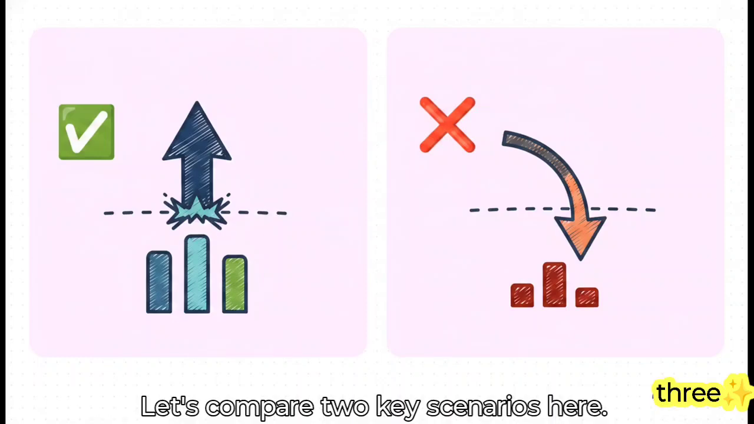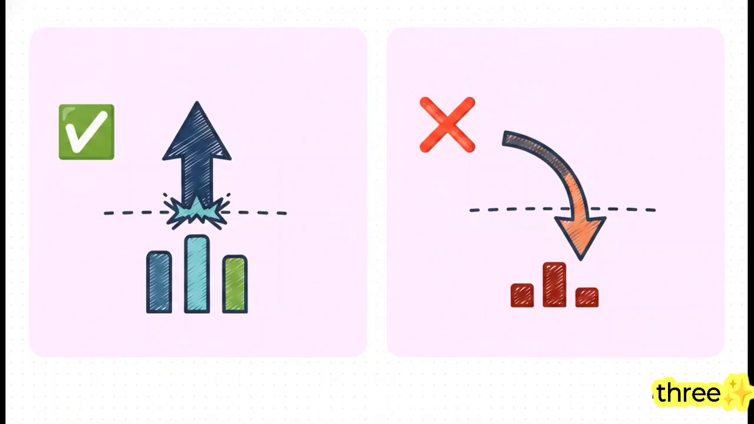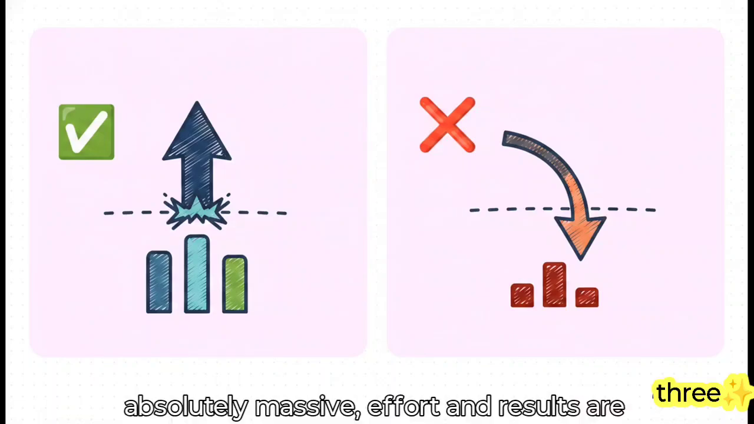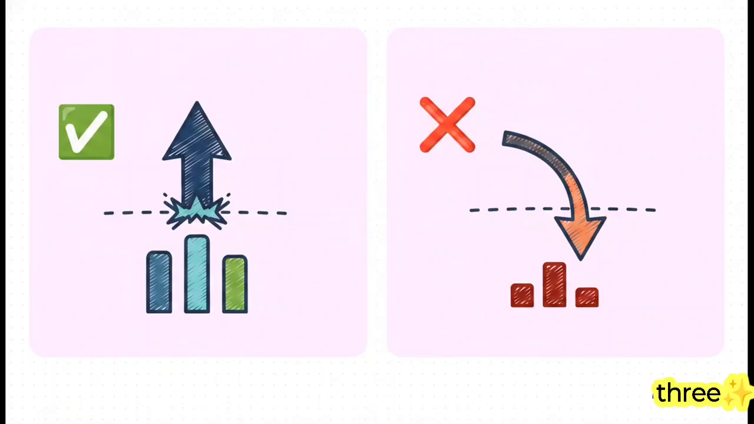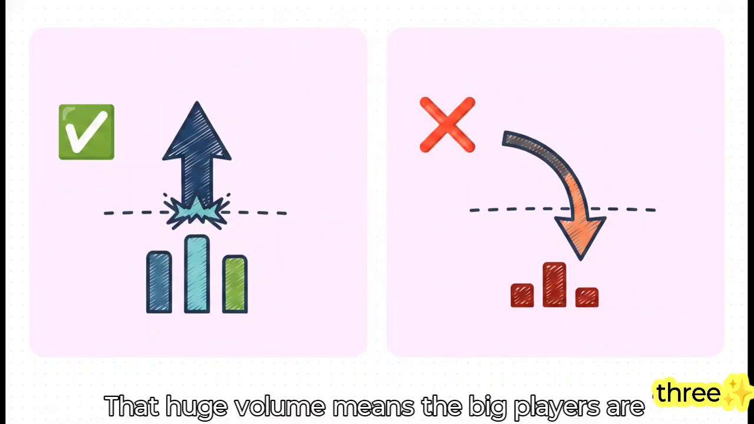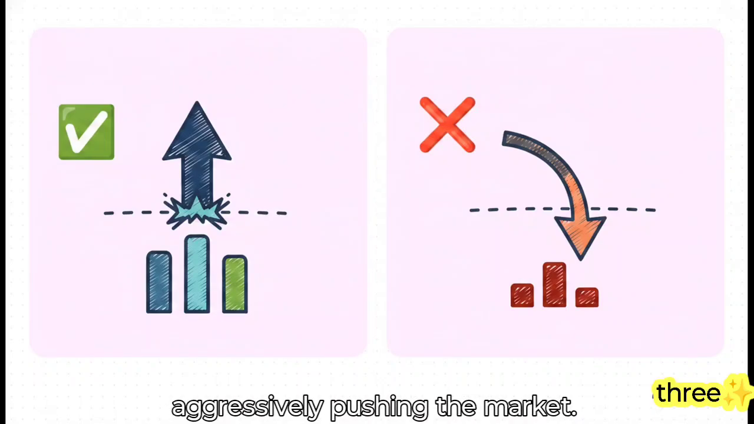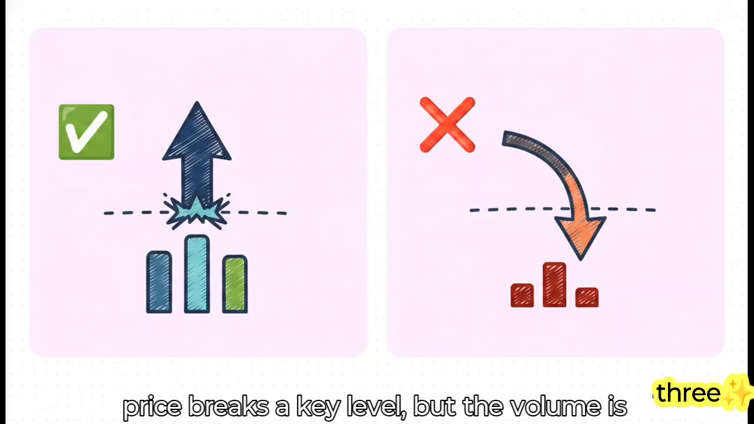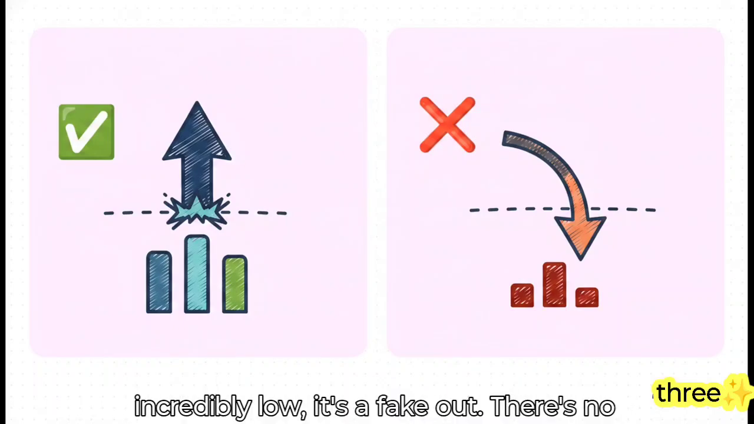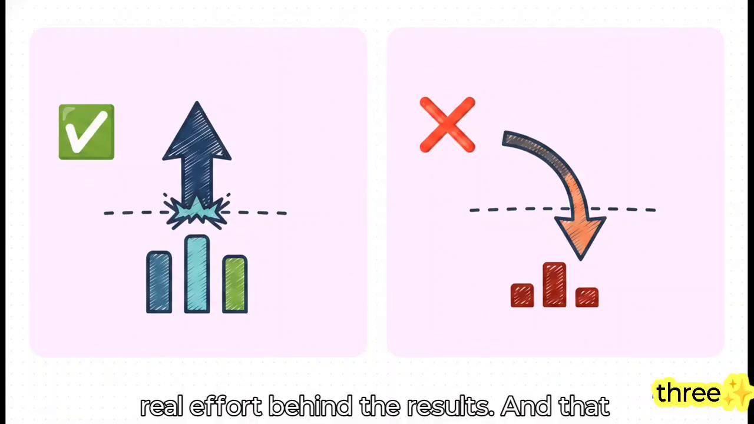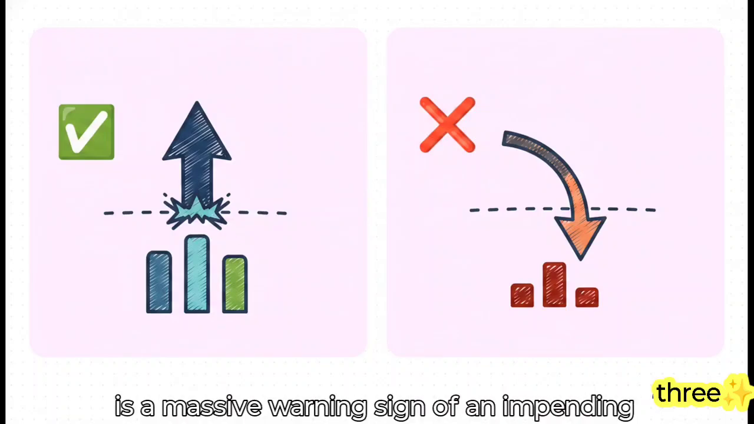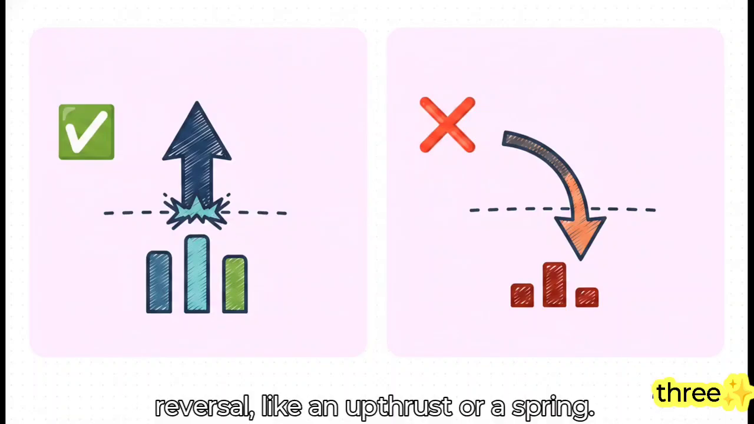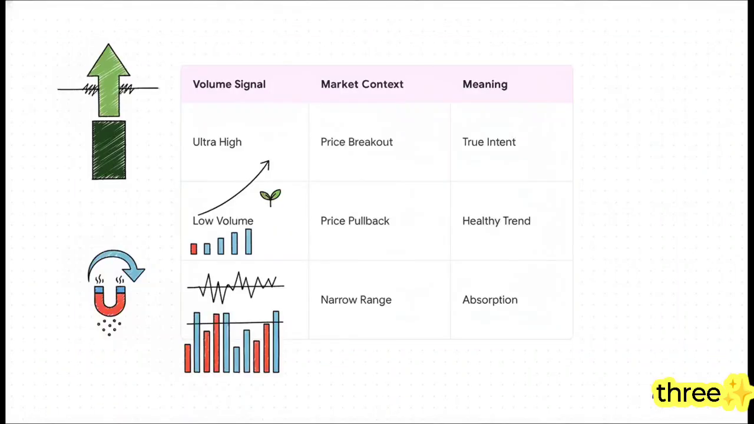Let's compare two key scenarios here. First is harmony. If price breaks out and the volume is absolutely massive, effort and results are perfectly aligned. That huge volume means the big players are aggressively pushing the market. It's legitimate. But then we have divergence. If price breaks a key level but the volume is incredibly low, it's a fake out. There's no real effort behind the results, and that is a massive warning sign of an impending reversal, like an upthrust or a spring. Understanding these volume signals is basically your cheat sheet for reading the market's hidden health.